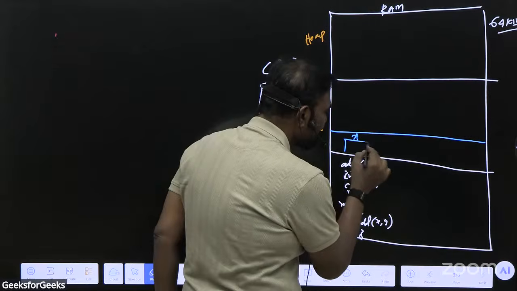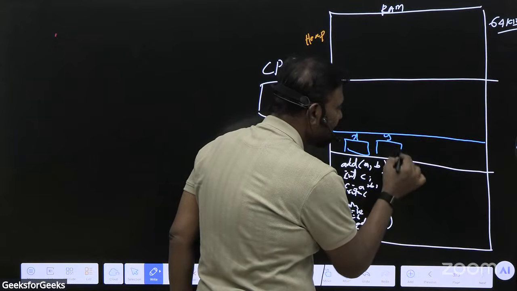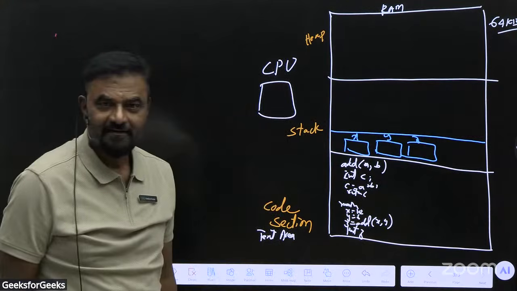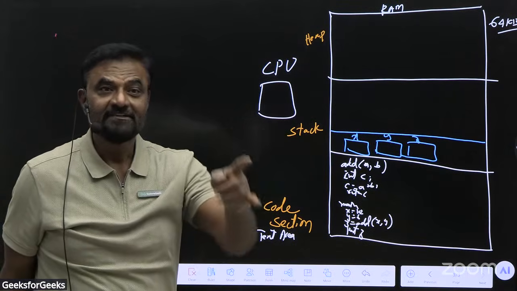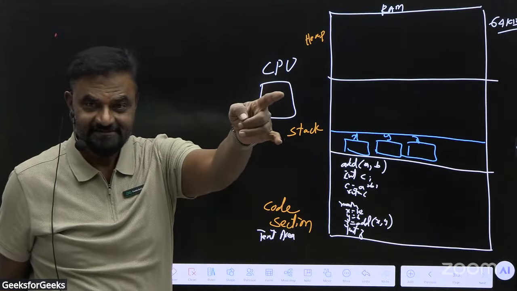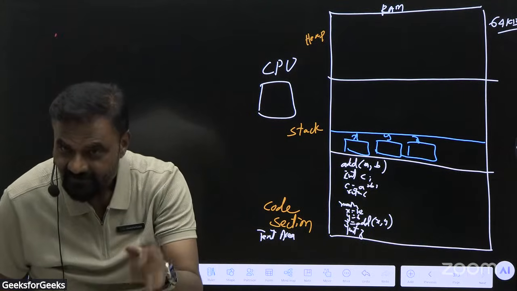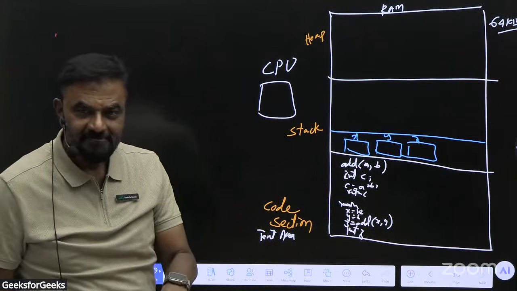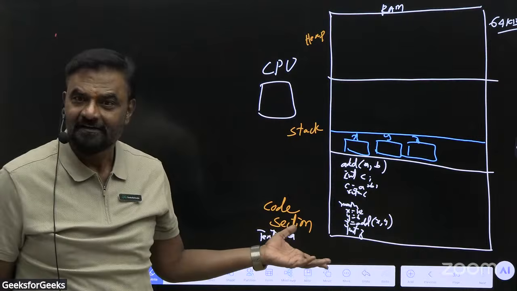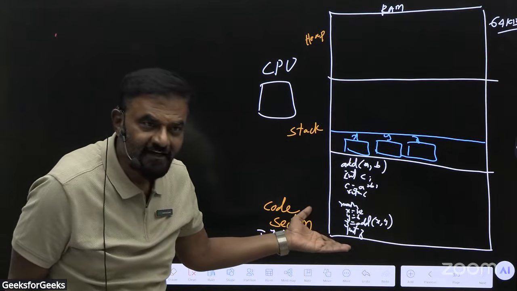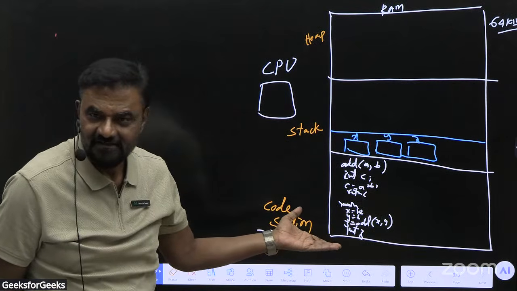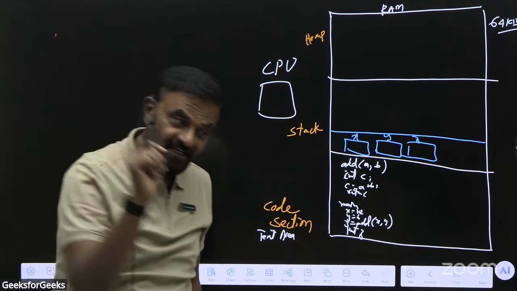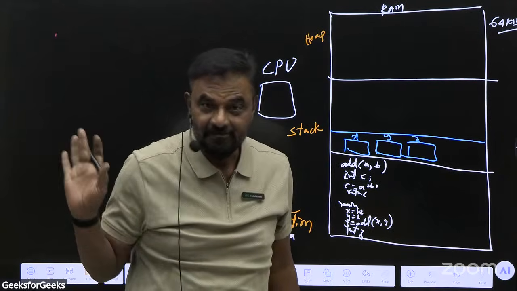2 bytes for x, 2 bytes for y, 2 bytes for z. Memory is allocated for three variables. Execution started, so can you tell me when the memory is allocated? Compile time or runtime? Runtime. Memory is allocated at runtime, not compile time. So memory for the variables will be allocated at runtime only.